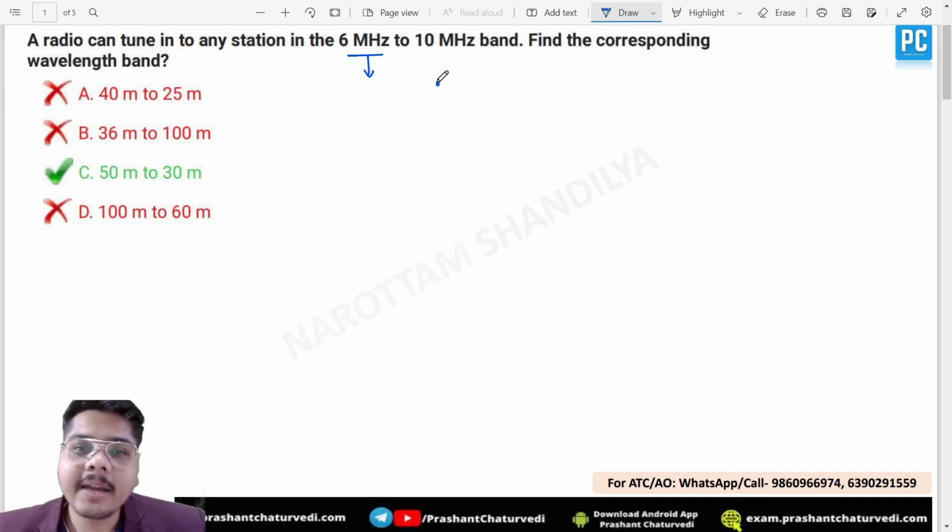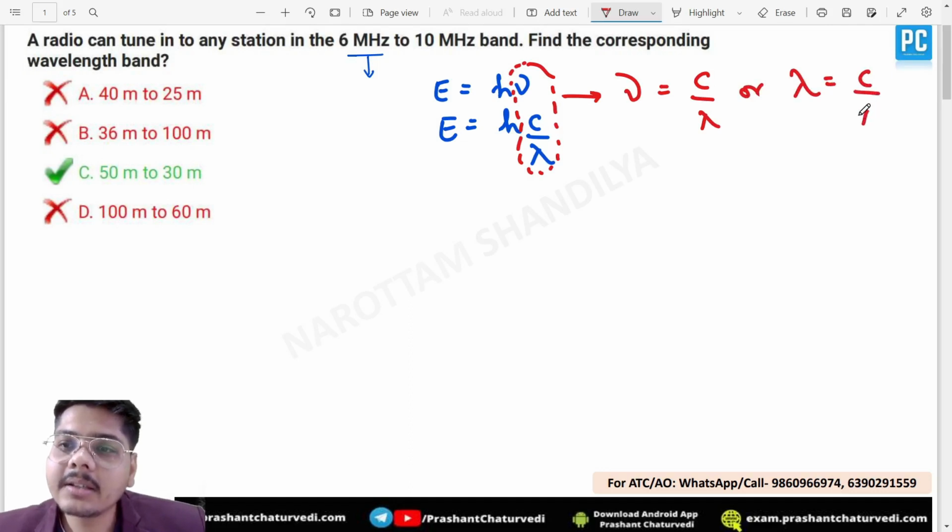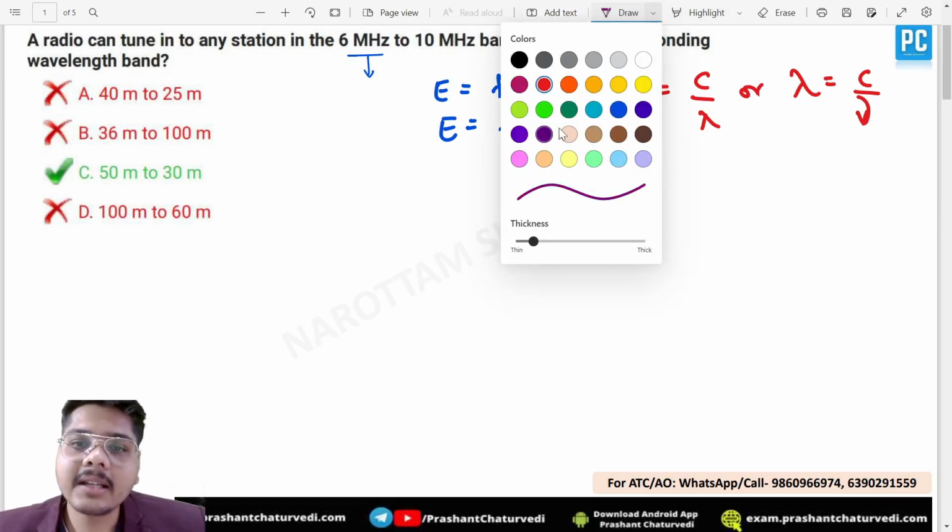Just to remind you, everyone knows E is equal to h nu. Further, E will be equal to h c by lambda. So from here you get the relation between nu and lambda: nu is equal to c by lambda, or lambda is equal to c by nu. So you simply put the value of the corresponding frequency and find the corresponding wavelength. That's it.